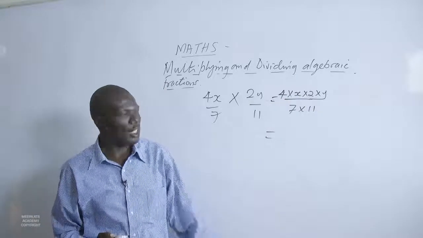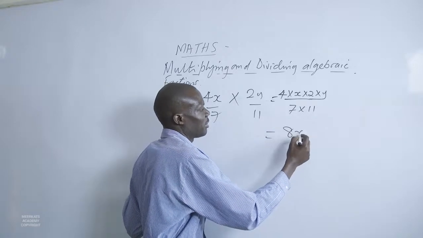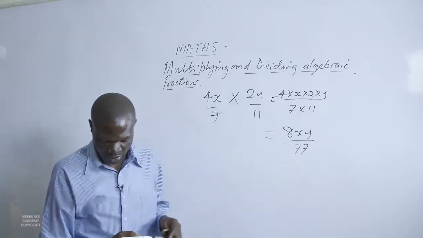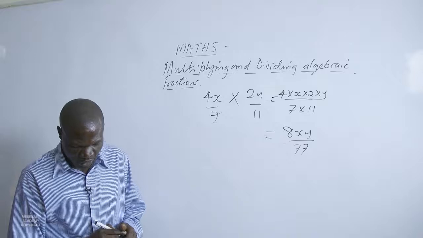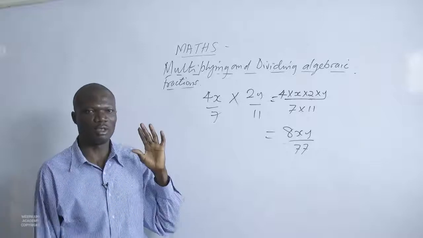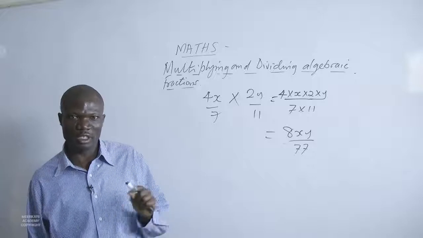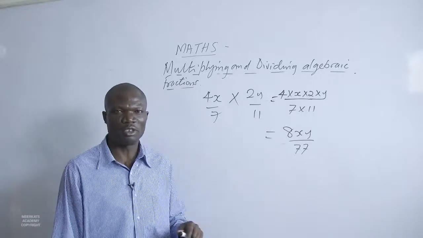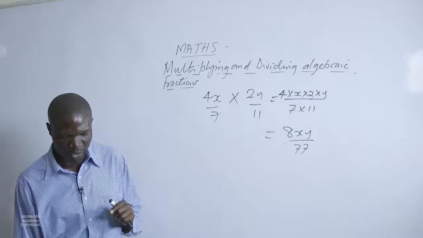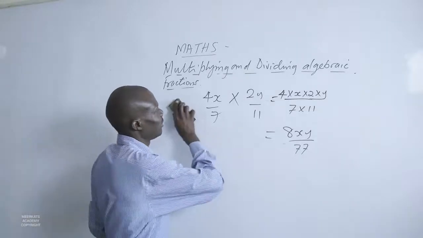4 times 2 is 8. x times y is xy. So we have the numerator forming 8xy, and the denominator is what? 77. So it's 8xy over 77. It is easier to multiply fractions, and the same way it is easier to multiply fractions, we find it also easier to multiply algebraic fractions. So let us move to division, and again you will see how interesting it is.